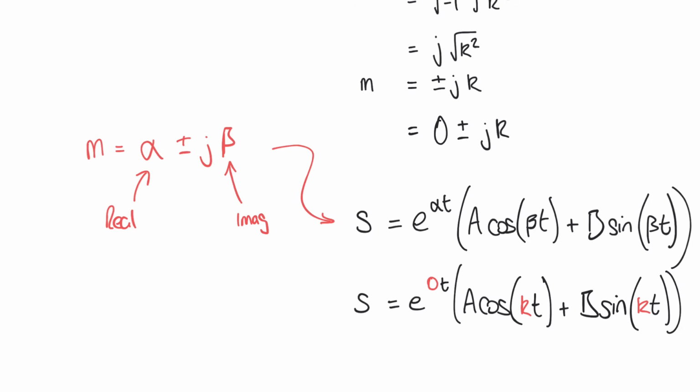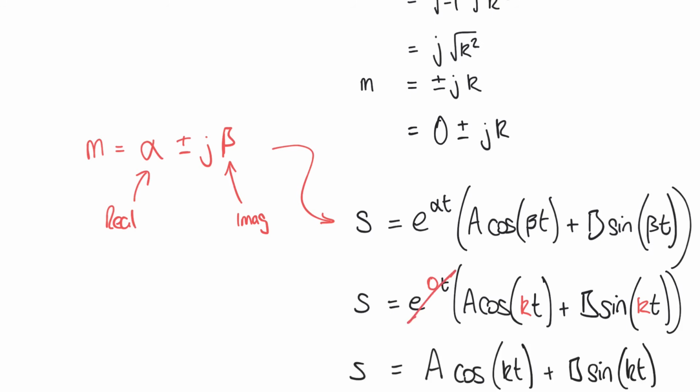And since e to the power 0 is always equal to 1, this simply reduces to this. S equals a cos kt plus b sine kt. So this is our general solution.